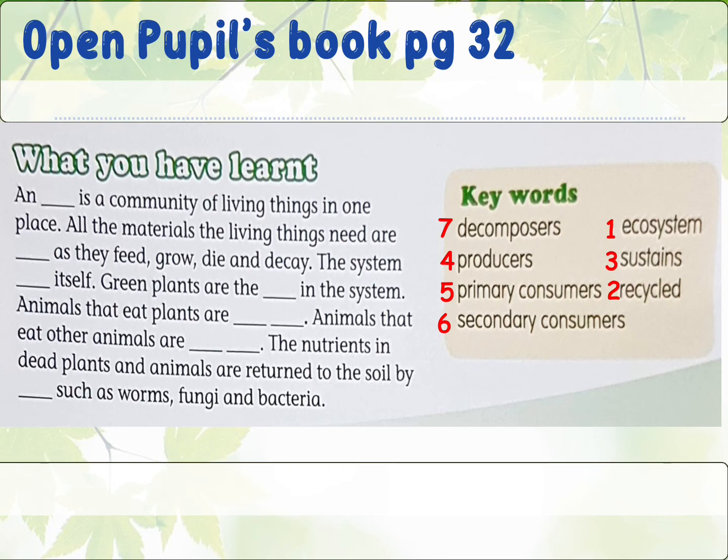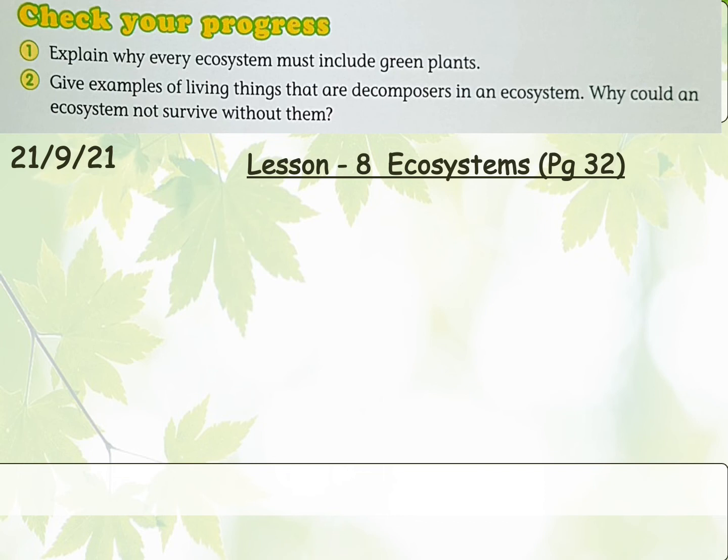Now you can open your notebook. Let's do the check your progress. You have only 2 questions. Don't forget to write the date, lesson number, name and page number, and the subheading check your progress. Now first question. Explain why every ecosystem must include green plants.